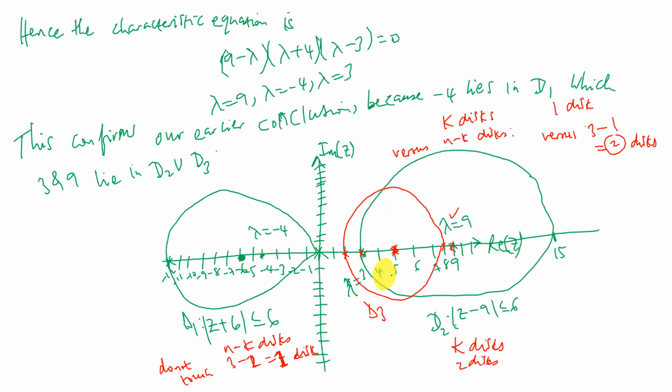In other words, you'd have that 2 eigenvalues will lie in the union of those disks that do not touch the other disk. So it is true in this case, right? We verified that two eigenvalues lie in D2 union D3, and one eigenvalue lies in D1.